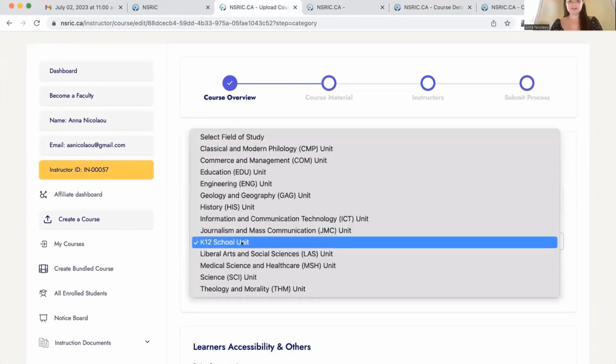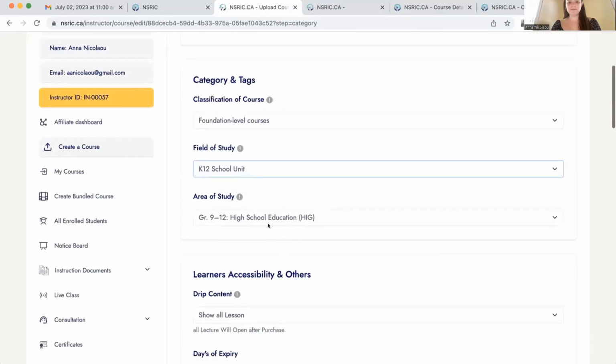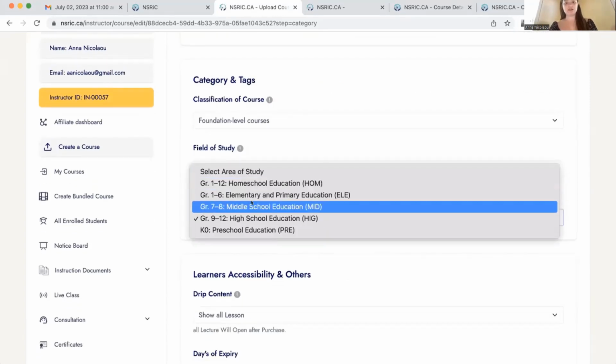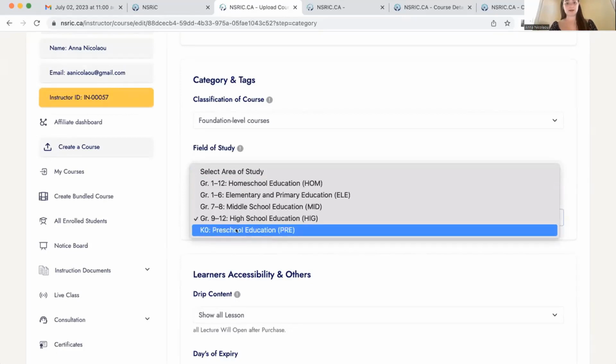Okay, then we would put the area that it's in. So K-12 unit, school unit, and the area of study, right? Because it could be 1 to 12 for homeschool, could be elementary, middle school, high school, or preschool.